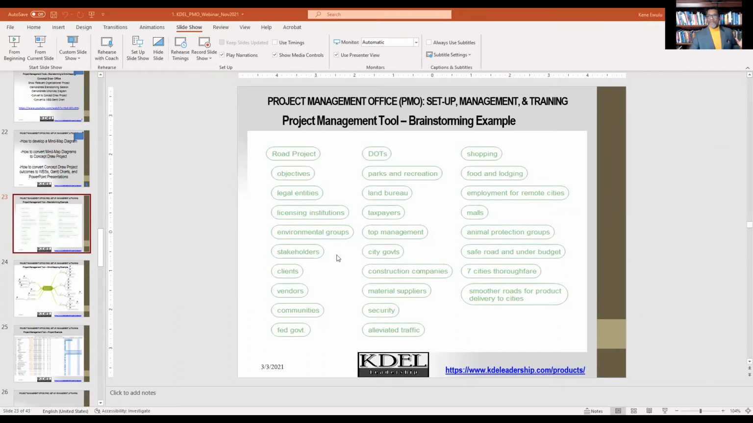So this is a brainstorming example. Okay, this is an imaginary road project I put together. As you can see, I put the road project, the things that involve their objectives, legal entities, licensing institutions, taxpayers, land bureau, malls, animal protection groups, all that is involved in the construction of a 200 or 300 kilometer road project spanning through several cities. All the people that are involved, these are all people you call stakeholders. Now, having said that, this is what is called a brainstorming session. Just throwing in everything. There are no relationships in here yet. Now, as we move to the next slide, you're going to see the relationships, okay?